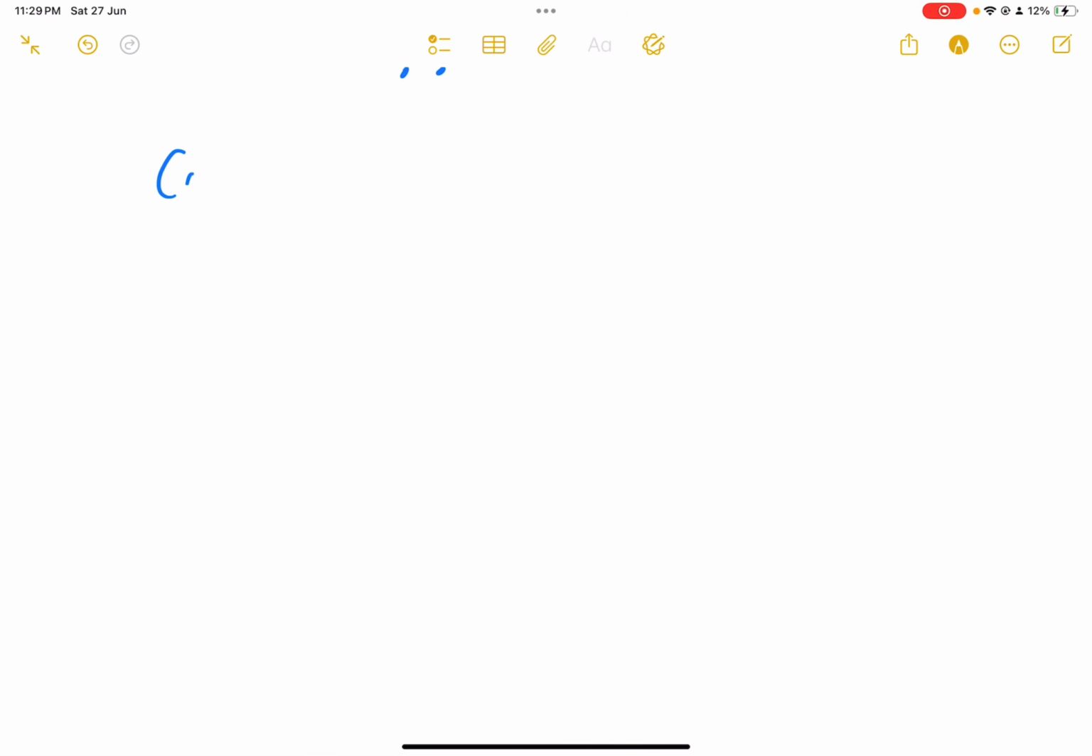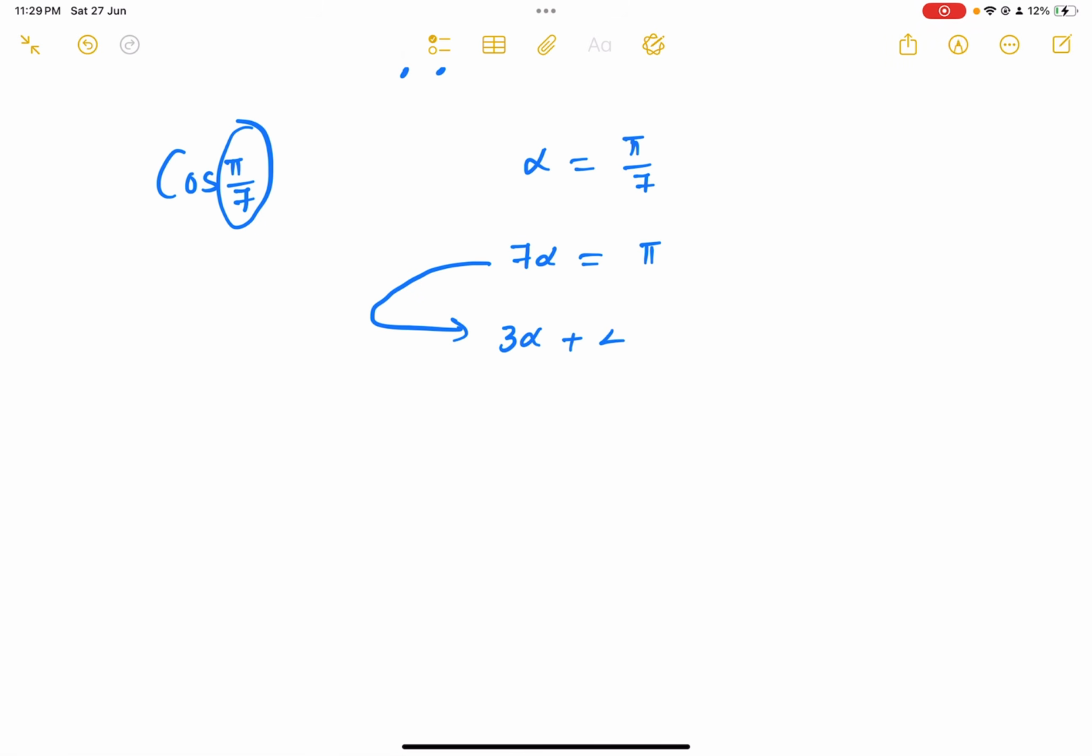So we have to check whether cos pi by 7 is rational or not. In fact, we have to prove that it is irrational. So let us see how that can be done. Let us consider alpha equals pi upon 7, this particular angle. Now you can write 7 alpha equals pi. Now the next step is to split 7 alpha into 3 alpha and 4 alpha.